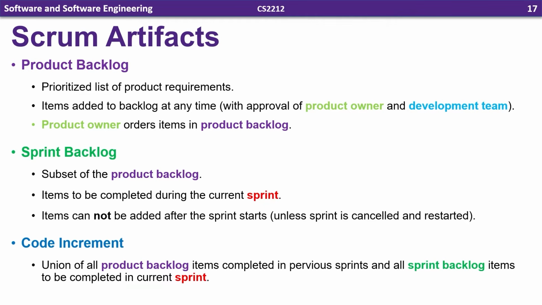And the last artifact is the code increment. So that's the union of all the product backlog items completed in previous sprints and all sprint backlog items to be completed in the current sprint. So that's basically your current prototype to date and what you've implemented from the backlogs.